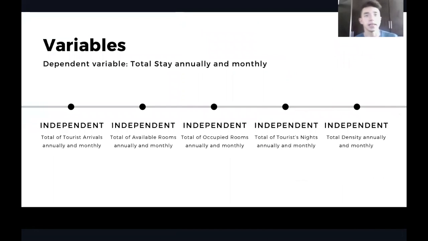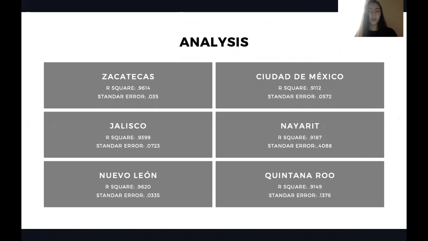Then to analyze the correlation between the independent variables, which are these 5 that are below, with the dependent variable, that is the total state annually and monthly, which is the amount that we want to forecast. Next, we have Zacatecas, our home state, and the other 5 possible locations where the hotel may be established with its belonging R-square and standard error.